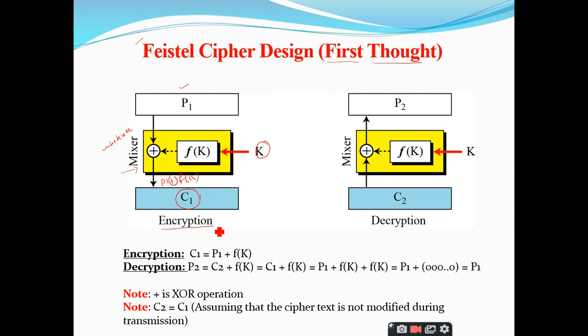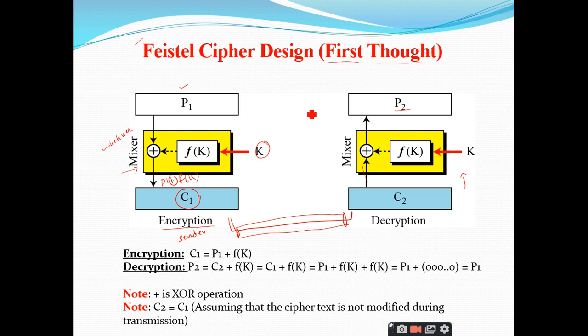So this is at the encryption side, the sender side. Assume that the sender and receiver are connected with a communication channel like this. Assume that C2 has been received at the decryption end, and this is passed to the mixer. What the mixer will do is perform the XOR operation: C2 XOR f of k to get P2.